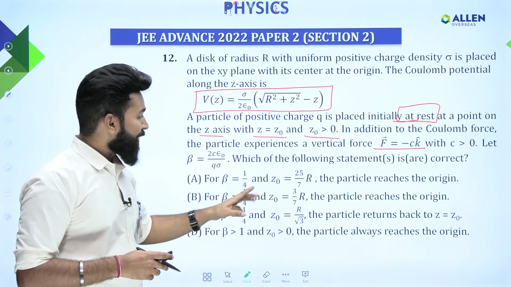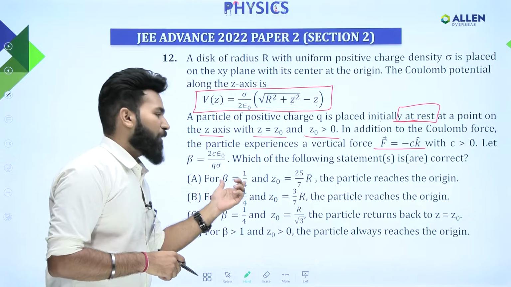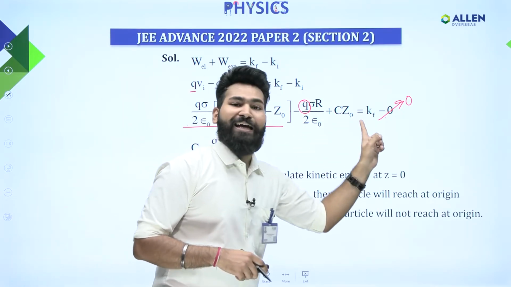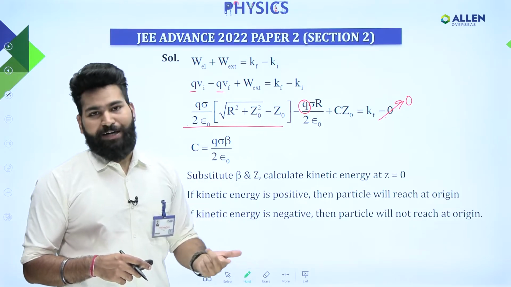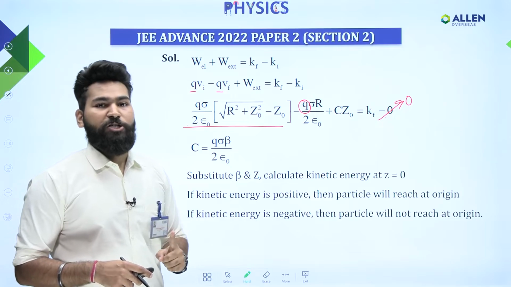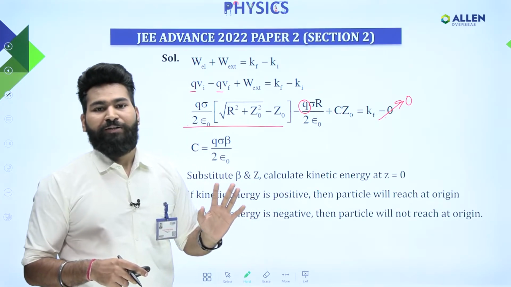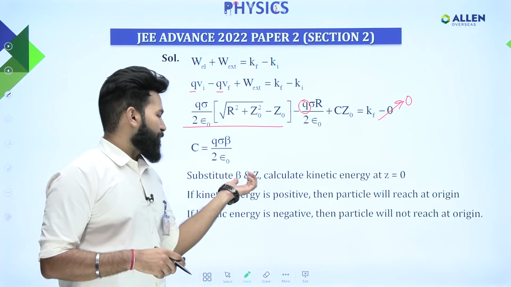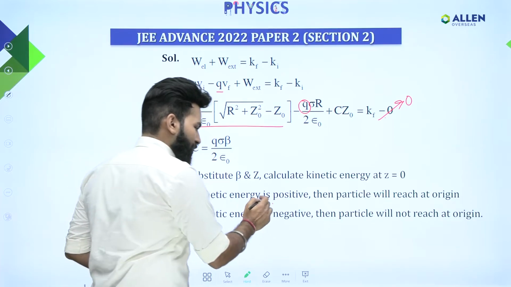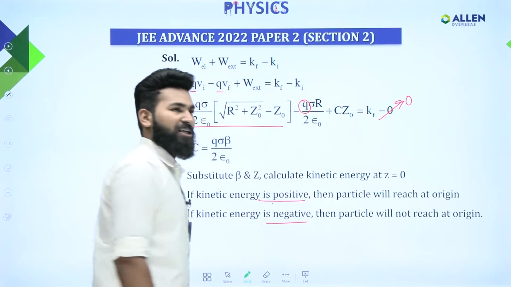Now we will have to check for all the 4 options. What we have to do is put the value of beta and Z0 in this expression and check whether this final kinetic energy is coming out to be positive or negative. If it is coming positive, then yes, the particle will reach the origin, and if it is coming out to be negative, then no, the particle will not reach the origin. So substitute the beta and Z, calculate kinetic energy at Z equal to 0, and if the kinetic energy is positive, then the particle will reach at origin, and if it is negative, then the particle will not reach at origin.